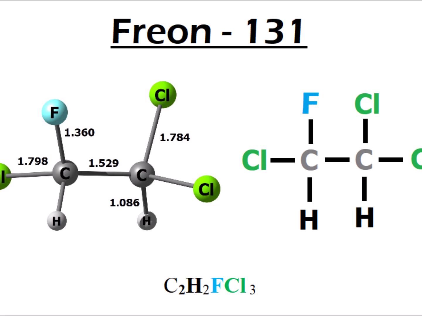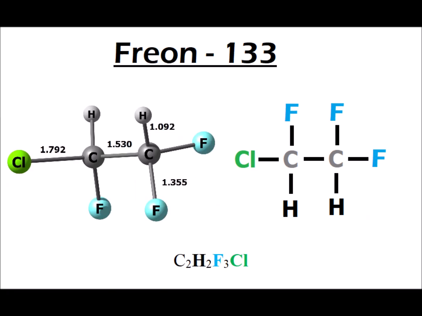So here is Freon 131. Note that if we add 90, now we end up getting 221. So we have 2 carbons, 2 hydrogens, and 1 fluorine atom, and the structures are shown. And our final example is Freon 133. If you add 90, you get 223. So 2 carbons, 2 hydrogens, and 3 fluorine atoms. And therefore, we only have 1 chlorine in this molecule with the structures shown.